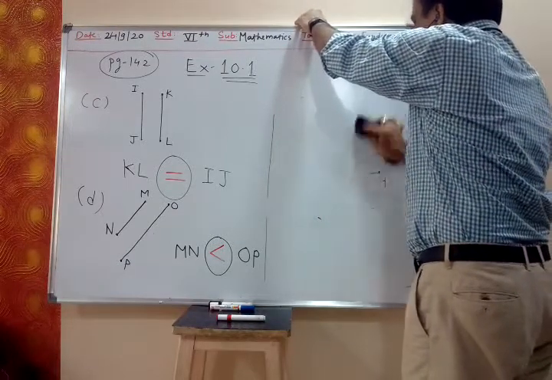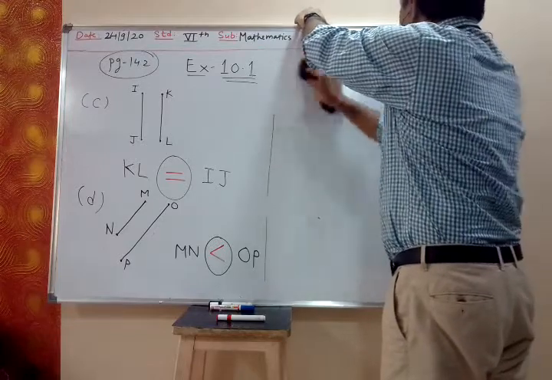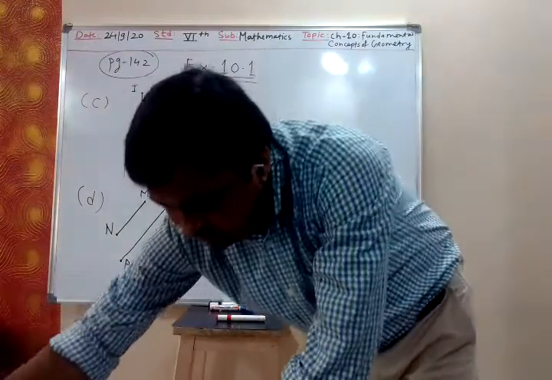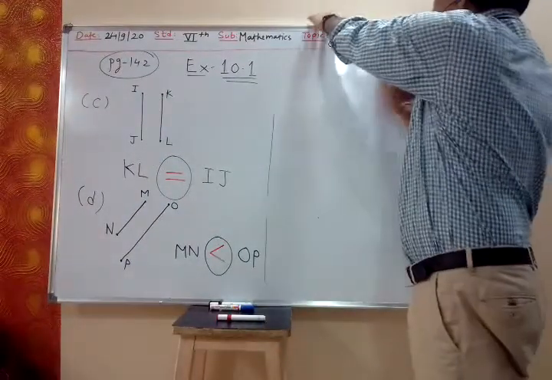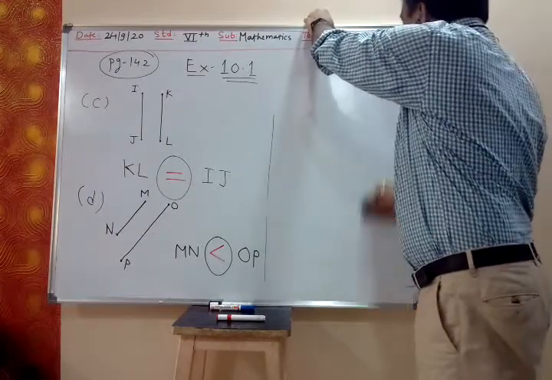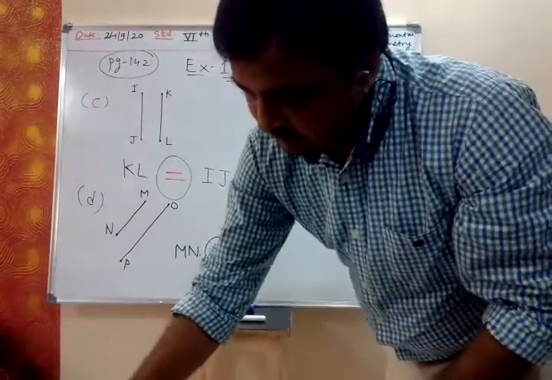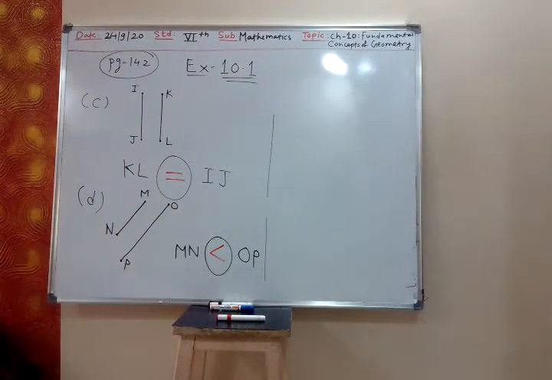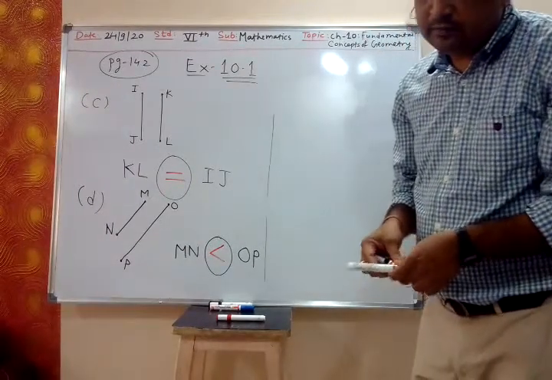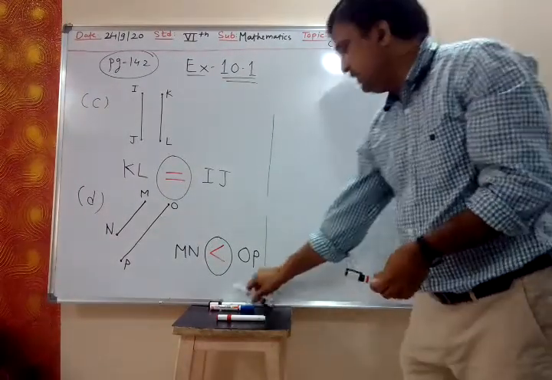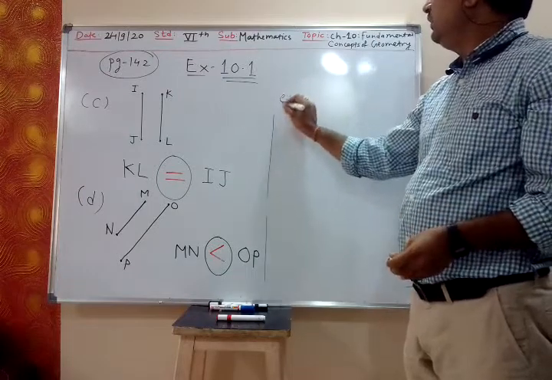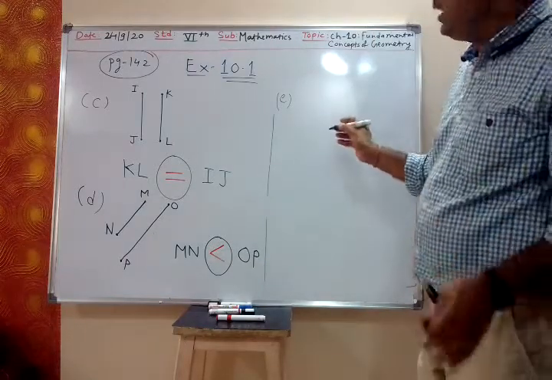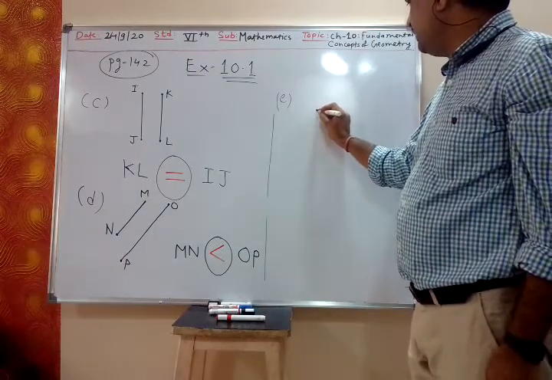You can use the divider to measure the length of the line segments. Whichever line segment has bigger length, that will be bigger. Then E. Now we have E, that is QR. We have a line segment in this way.